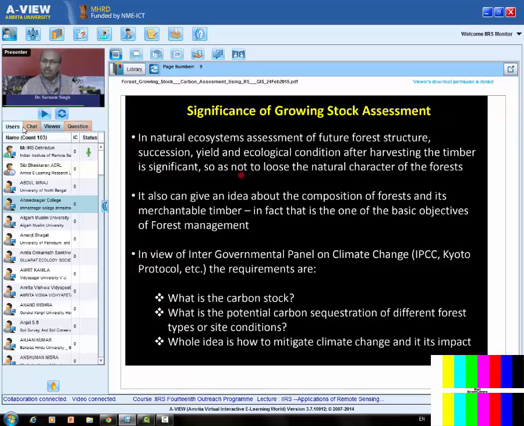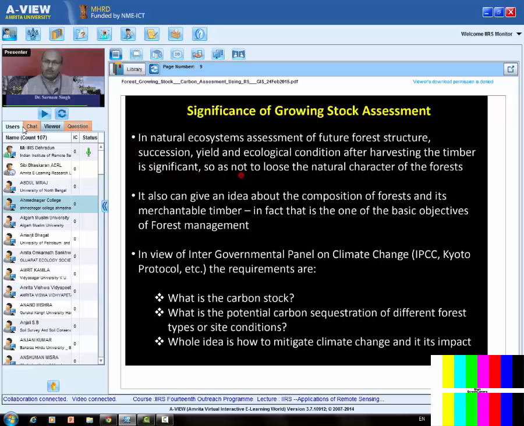It has been seen in many areas that where evergreen forests have been harvested without much planning, they have now got converted to dry deciduous forest. So conversion of moist or tropical evergreen forest into a dry deciduous forest is something which is not desirable to us. Therefore, it is very important that we plan it properly.